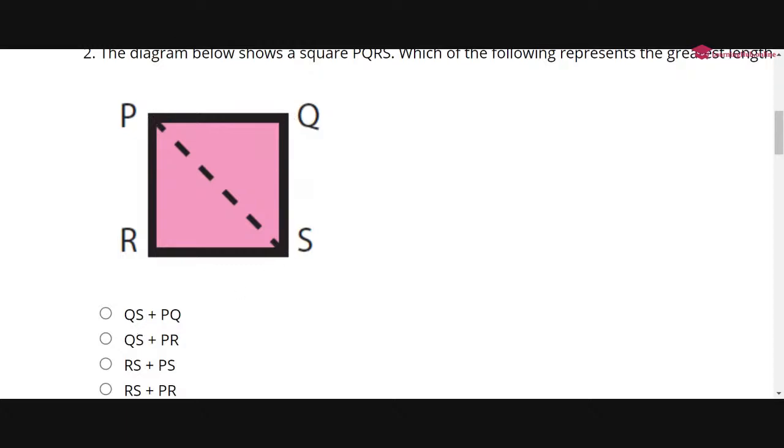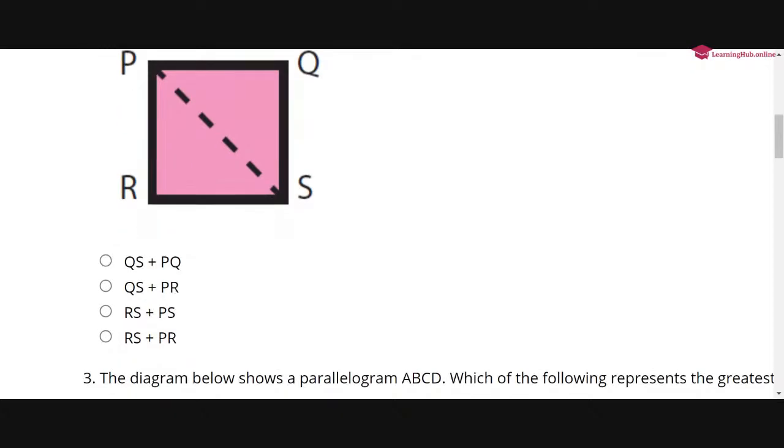Then we have QS plus PR. So we have QS plus PR. Well, so they tie. So we don't have a leader yet. Then we have RS, which is right here, plus PS. We have a leader now because RS right here, and this line is the longest. So yeah, we have a leader. Then we have RS, which is right here, plus PR right here. So the answer is RS plus PS.